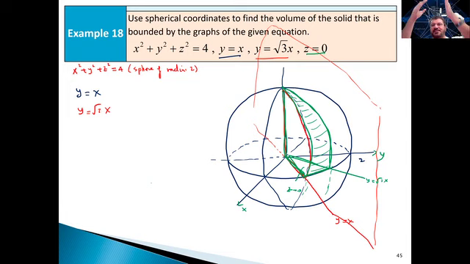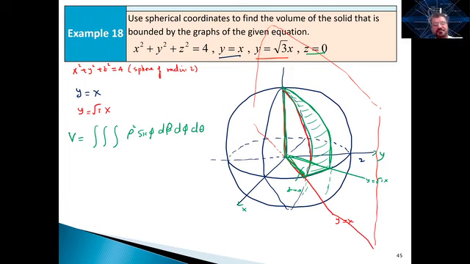Interesting shape. So this is the result of the cut. Now we need to find the volume. What's the volume equal to? Triple integration uses spherical. So what do we say? Rho squared sine phi, then d rho, d phi, and d theta.